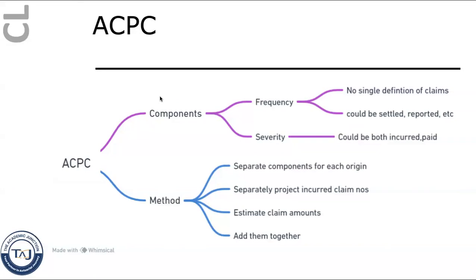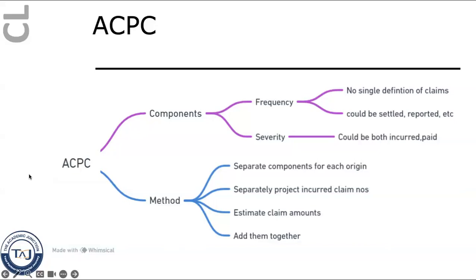So what are the components of the ACPC method? There are two components. There's a separate triangulation of frequency and a separate triangulation of severity. For frequency, there is no single definition of claims. It depends on what you define as settled claims, what you define as reported claims, and what you define as reopened claims. So there is no single definition. And for severity, it could be both incurred and paid. The method is basically separate components for each origin: separately project incurred claim numbers, estimate the claim amounts, and then add them together. So to calculate the ultimate cost, you have to calculate the average severity and the average frequency. Multiply the two, you get the average claims cost. Clear?